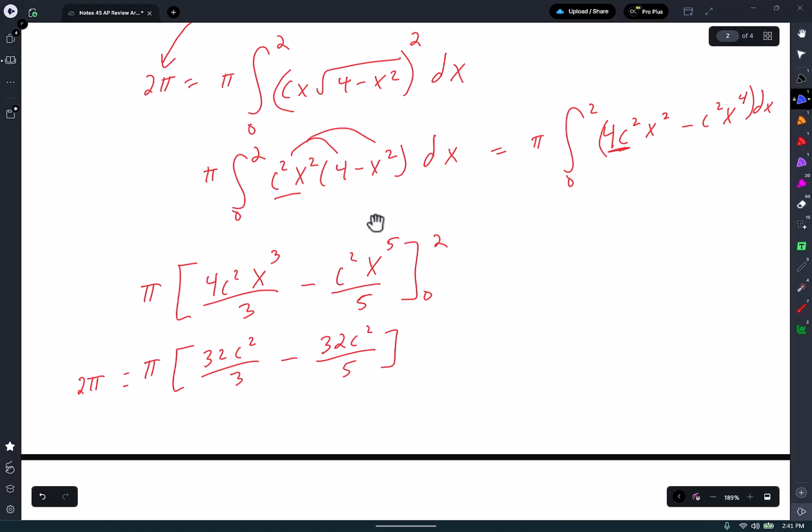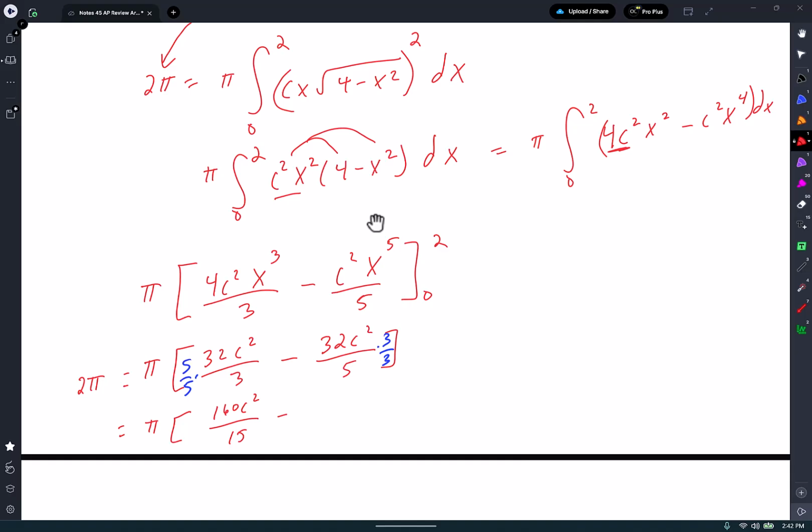I'm going to multiply this by 5 over 5. This one by 3 over 3. Are we still okay, guys? Let's see, pi on the outside. 5 times 32 is 160. 160 c squared over 15 minus 32 times 3 is 96. 96 c squared over 15.